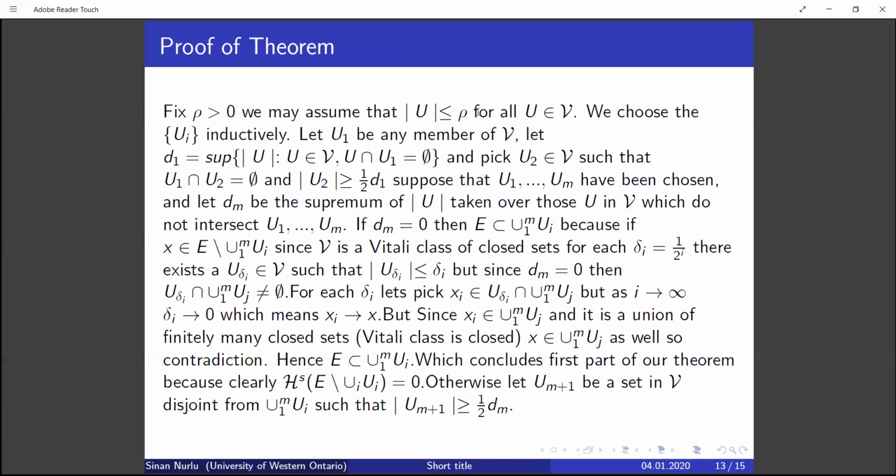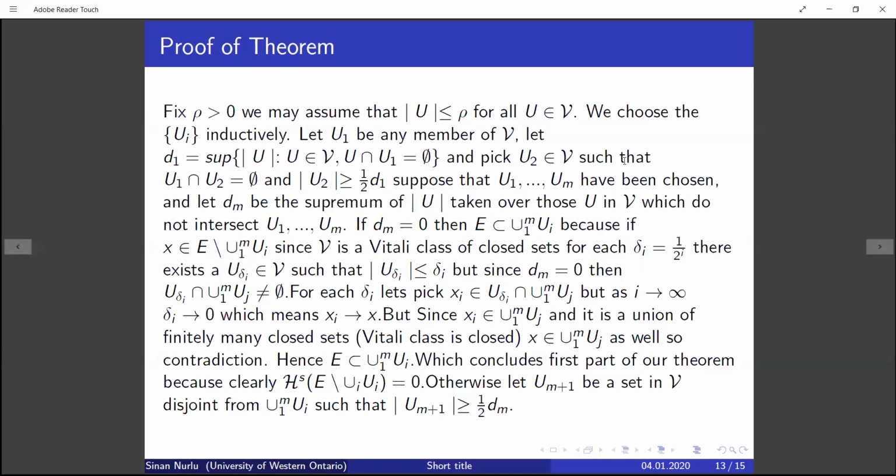So again, we choose the U_i inductively, exactly in the same manner as our first lemma. First, we pick our first U_1 to be any member of our Vitali class. And then we define the d_1 to be the supremum of the diameters of U's such that U's are in our Vitali class, but their intersection with our U_1 is empty, just like our first lemma. So because we're constructing things very similarly, they are going to have very similar or identical properties.